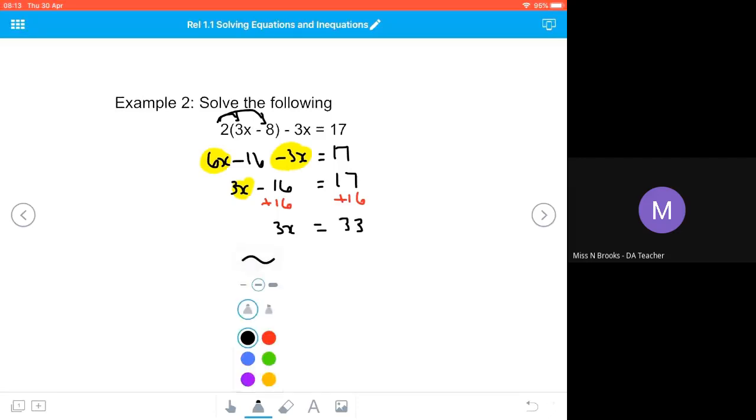Now I'm still trying to isolate x. So I've got 3 multiplied by x. So the inverse of 3 multiplied by x is divide. So I'm going to do divide by 3 on both sides. And that leaves me with a solution of x = 11. And I'm going to mentally check that works. 3 times 11 is 33, take away 8 is 25. 25 multiplied by 2 is 50. Then I'm going to take away 33, which leaves me with 17, and that equals my right-hand side, so my equation is balanced when x = 11.